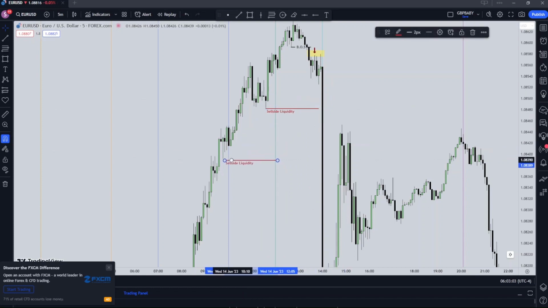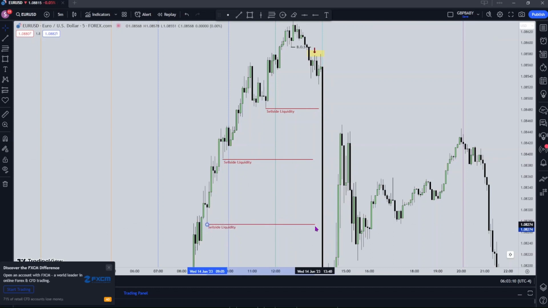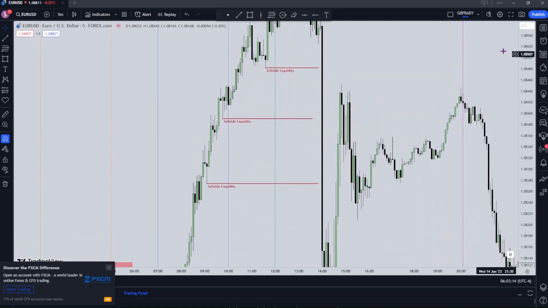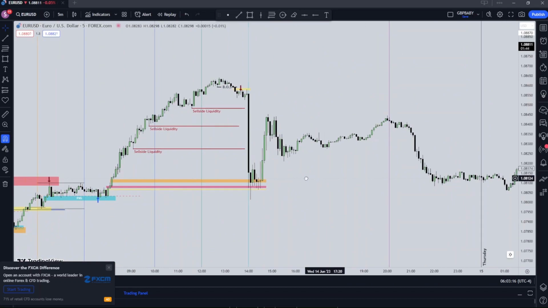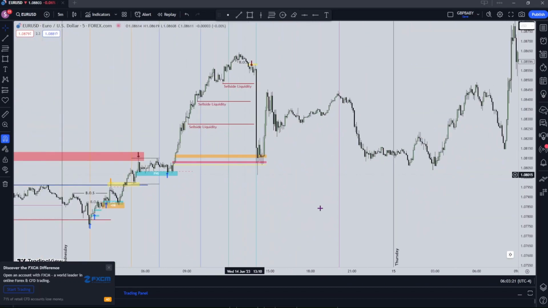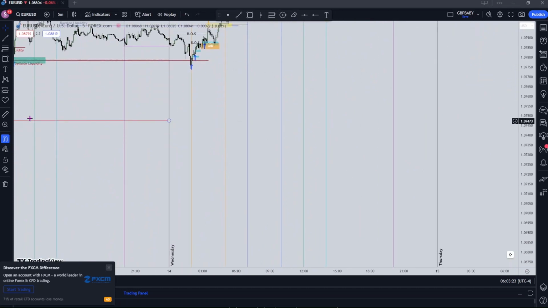We've got sell side resting here. And you can see we just run right through it, right down to this fair value gap. And then we consolidate a little bit. Go on to Thursday. So I'm gonna just take the lines over the dividers and do the same thing.